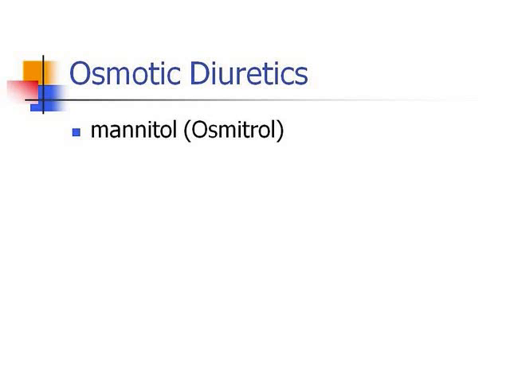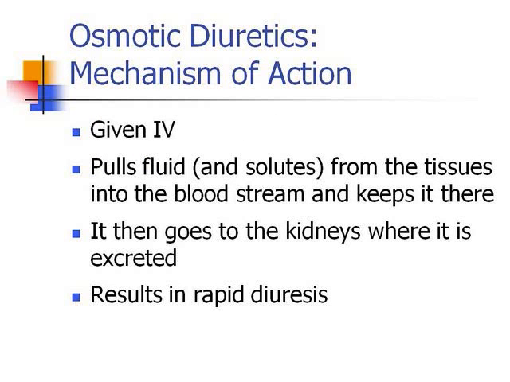Some people call it osmotrol. It is a substance that is given through an IV, and it is non-absorbable. That means you've got an osmotic effect going on. You've got all this extra stuff in the blood that can't be absorbed. The body says, well, we need to thin it out a little, and it pulls fluid from the tissues into the bloodstream and keeps it there. Then it goes to the kidneys where it is excreted. This drug is used for rapid diuresis.